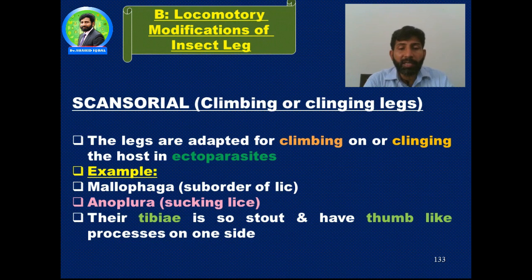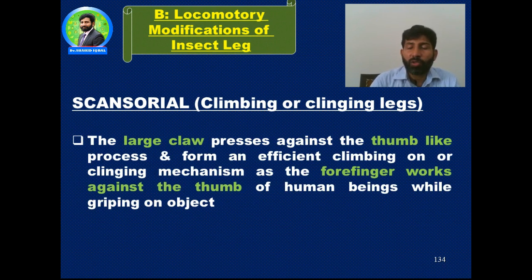Their tibia is so strong and has thumb-like processes on one side. The large claw presses against the thumb, for example, this is a large claw. It presses against the thumb-like structure and forms an efficient climbing and clinging mechanism, as a forefinger works against the thumb of the human while gripping objects.